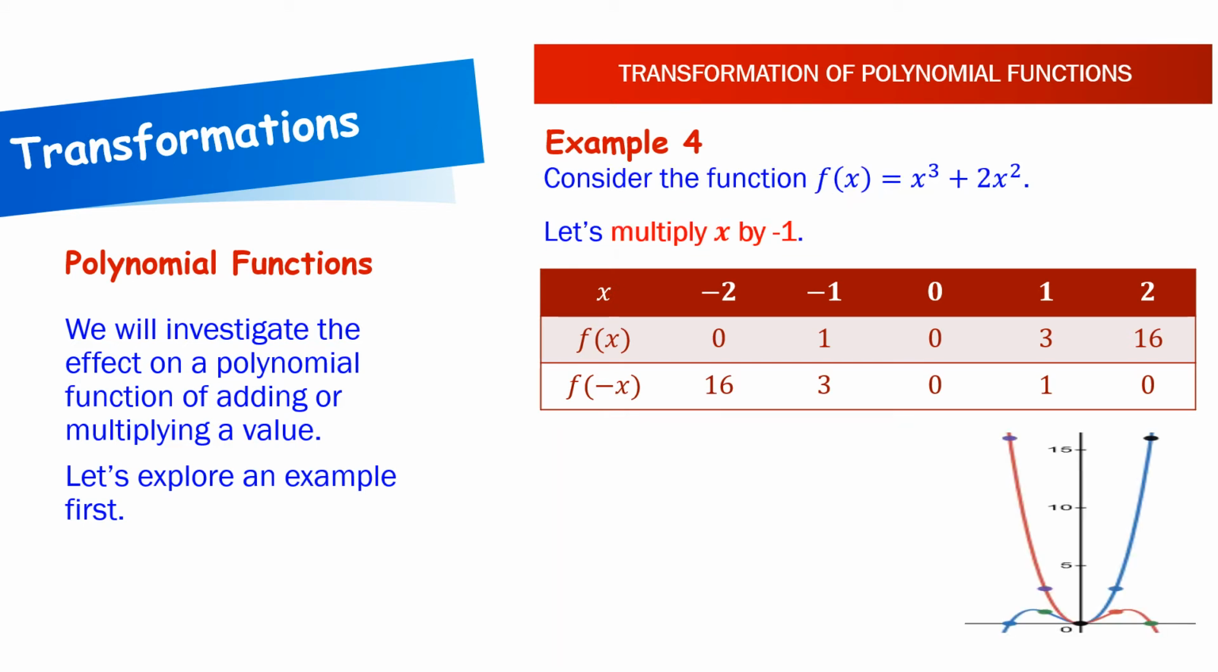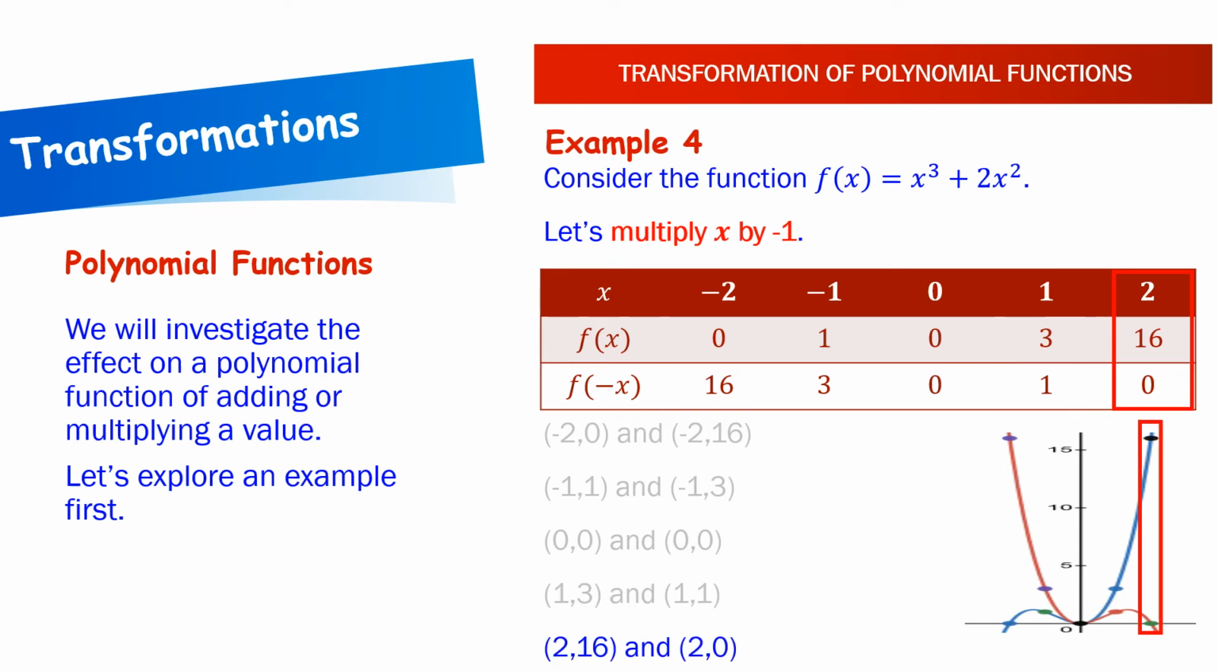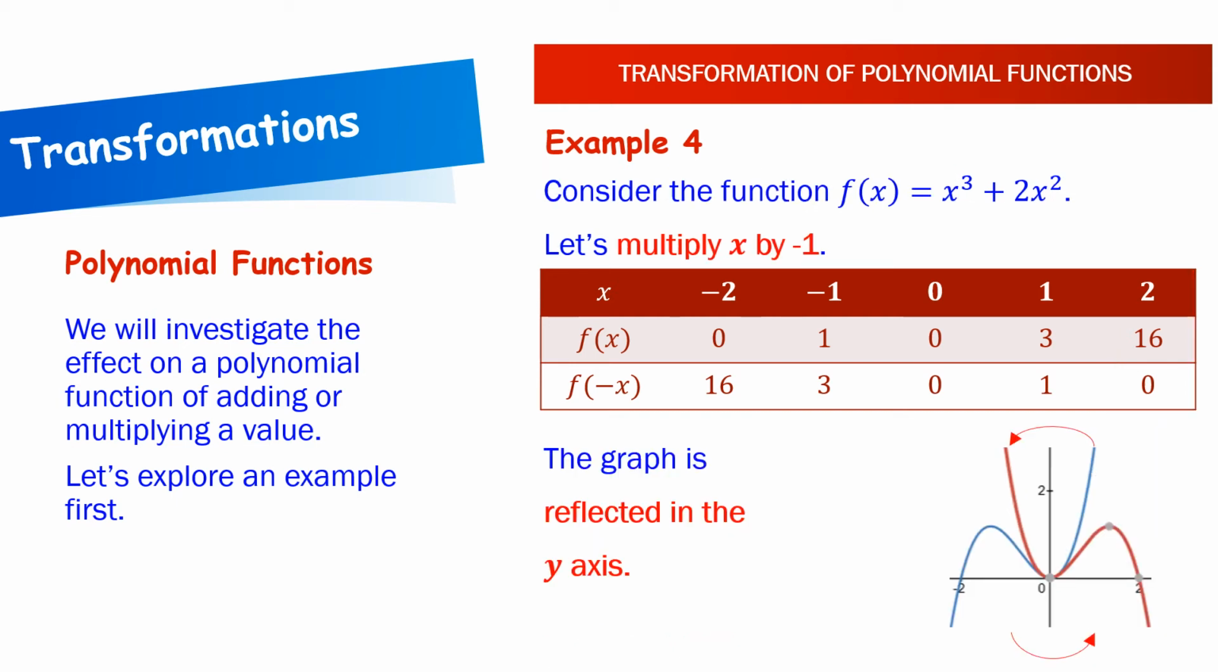Again, let's plot these points. When x is minus 2, the y value goes from 0 to 16 when x is multiplied by minus 1. When x is minus 1, the y value goes from 1 to 3. When x is 0, y remains at 0. When x is 1, the y value goes from 3 to 1. And finally, when x is 2, the y value goes from 16 to 0. As you can see, the graph is reflected in the y-axis.